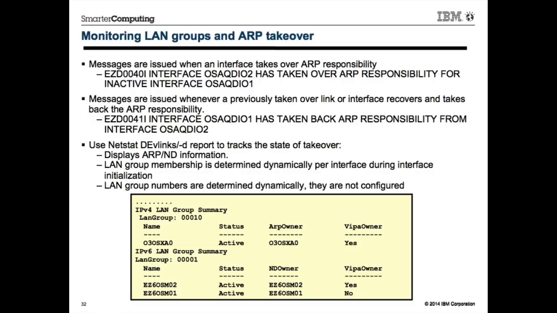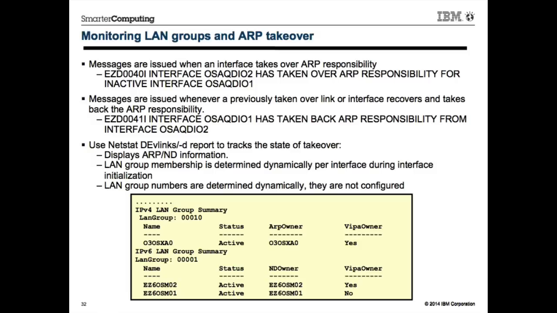So on slide 32, how do you know this is happening? We have some monitoring capabilities. When an OSA goes down and another one takes over its ARPs, a message will be put out saying OSA QDIO2 is taking over ARP responsibility for OSA QDIO1. Then when OSA QDIO1 comes back, you get another message indicating that OSA QDIO1 has taken back its ARP responsibilities.